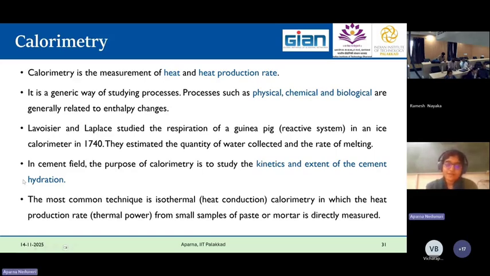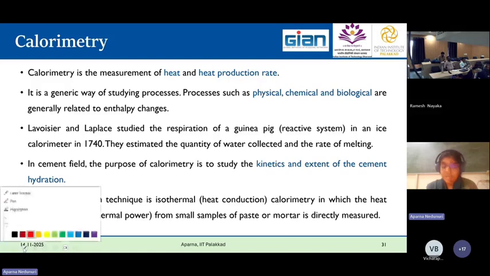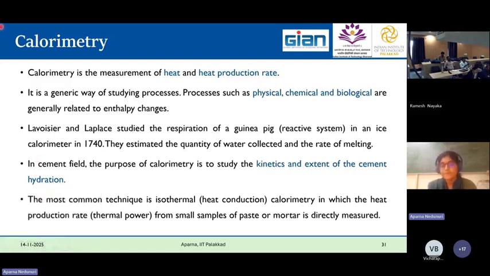It is a generic way for us to understand processes. The processes that we are talking about are physical, chemical, or biological processes which result in an enthalpy change. This is not a new technique. This is an old technique, from the 1740s itself.